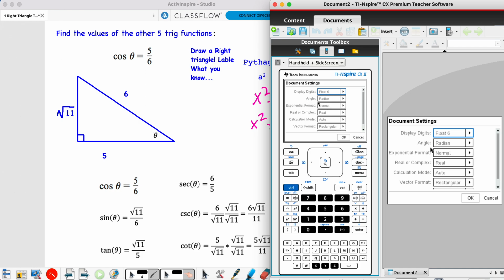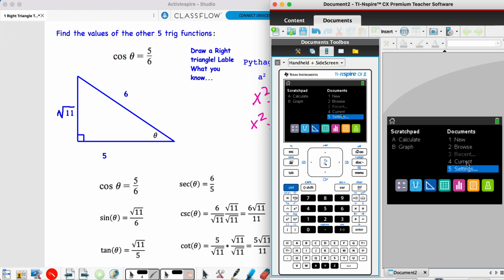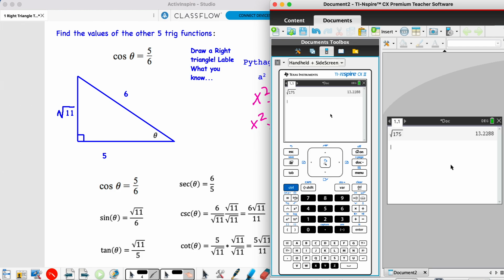And then where it says angle, you should change this for today to degrees. If yours is already in degrees, that's okay. You can just back right out. But if you have radians, please change that to degrees and then press OK. You can go back to your current document.